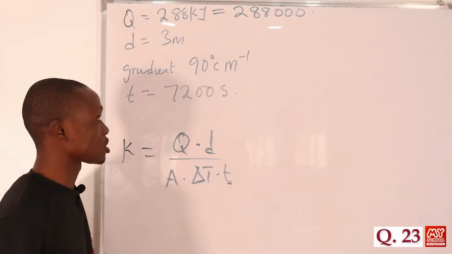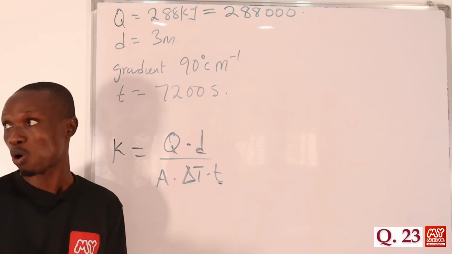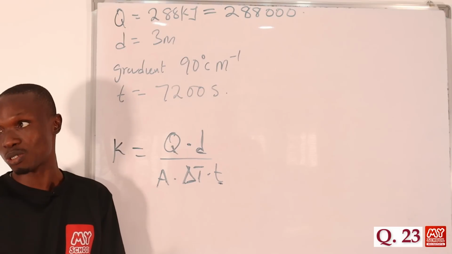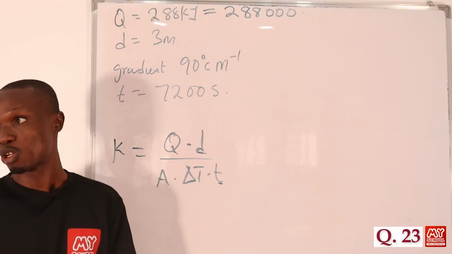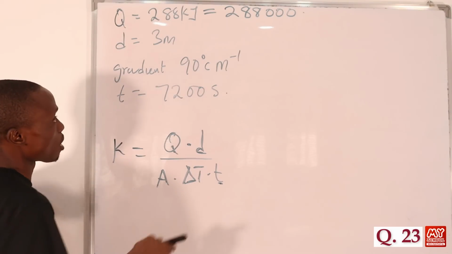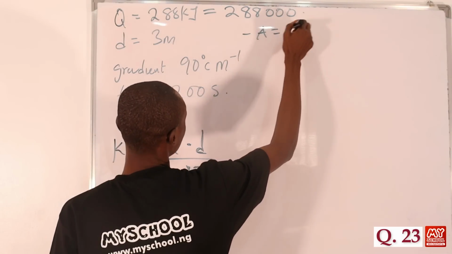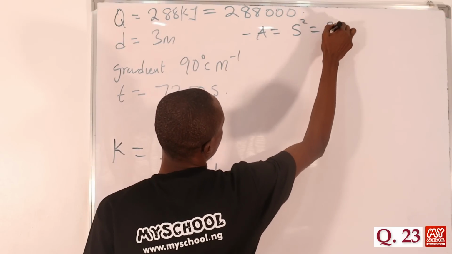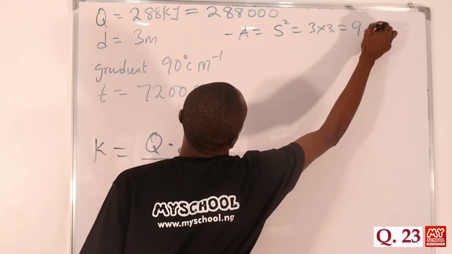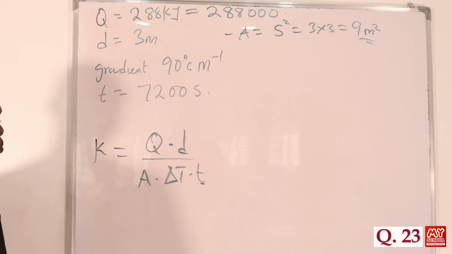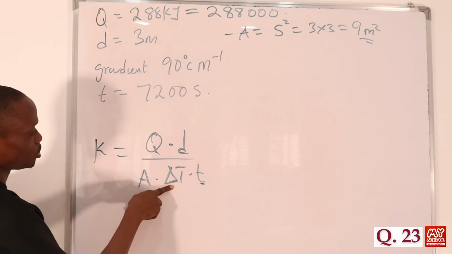Remember that the thickness of the material is also equal to the size of the face of the shape of the object, which in this case is a cube. So the area will be equal to S squared, that will be 3 times 3, which equals 9 meter squared. Here we need to calculate the change in temperature.